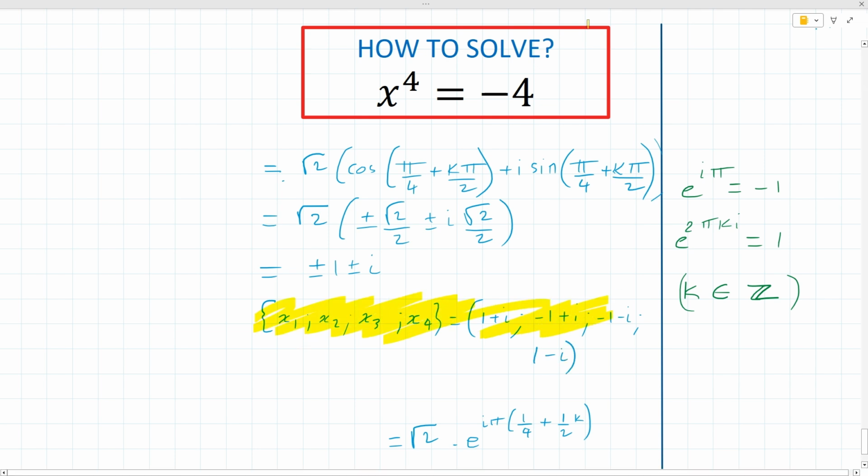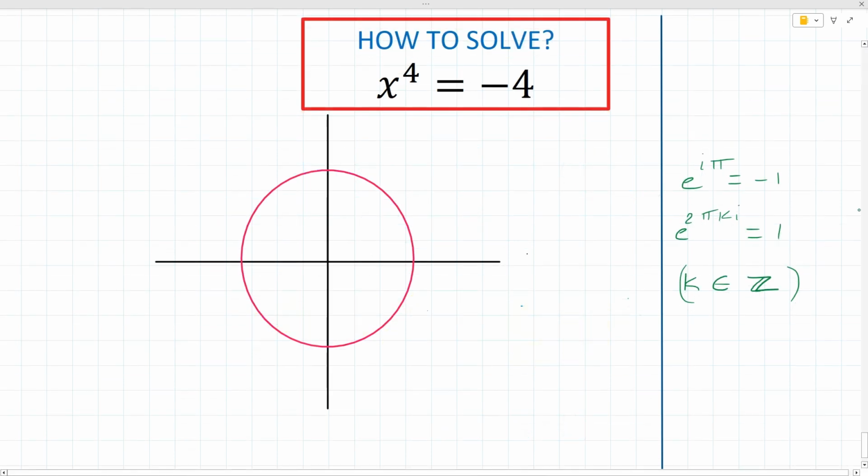And so these are your solutions for this equation, and you can verify this by putting these numbers, 1 plus i, for example, to the power 4, and checking that it's indeed equal to negative 4. Now you could represent this in exponential form and then put it to the power 4. It's pretty easy to check.